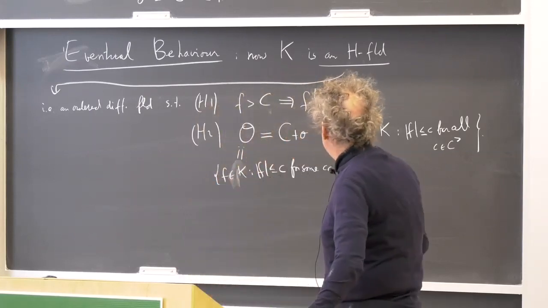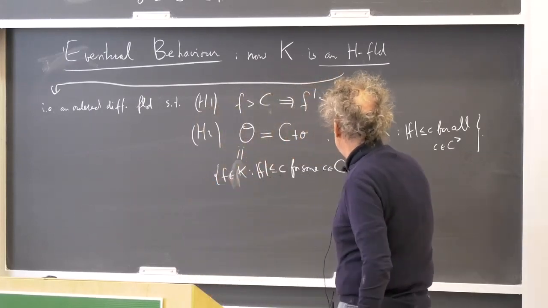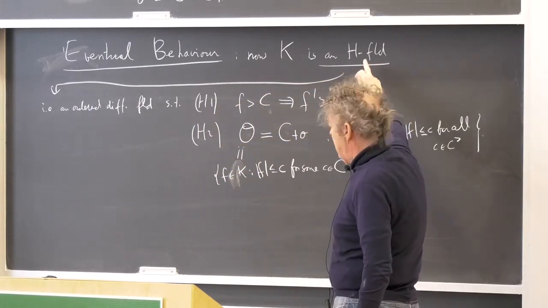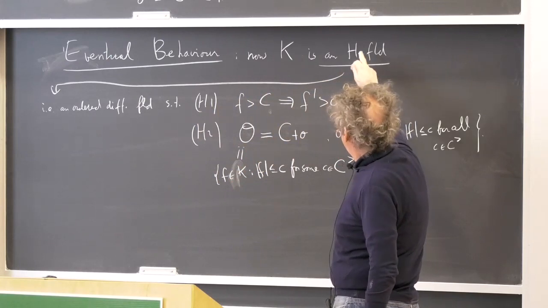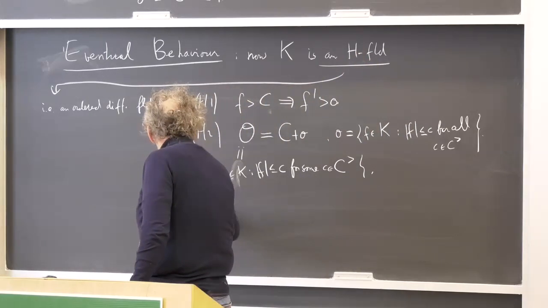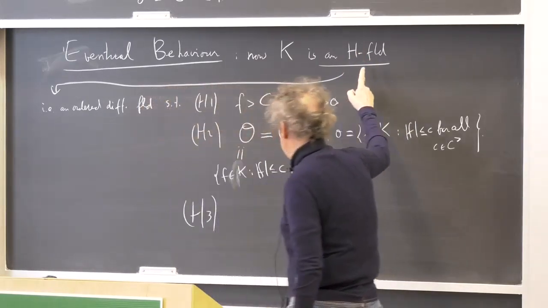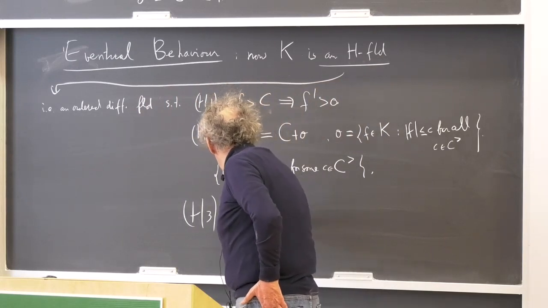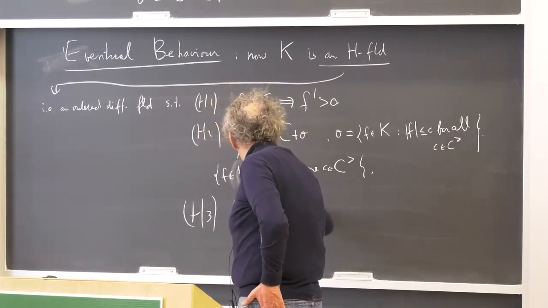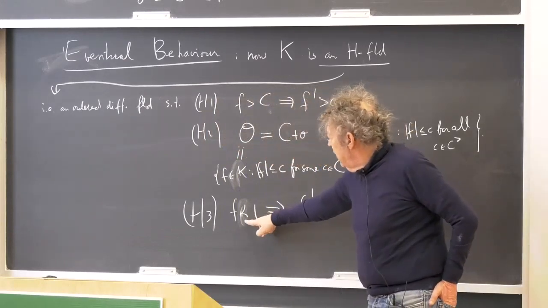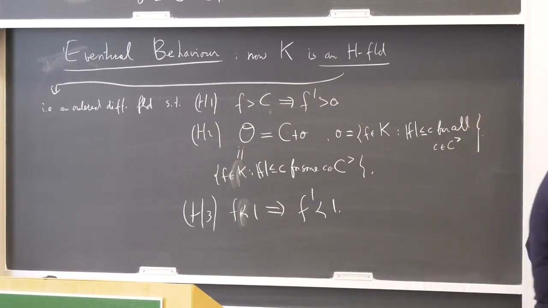Now K is an H field. This is the official definition of an H field, but just for convenience, I'm going to assume also that the derivation is small. Strictly dominated by 1 is the same as saying it's in little o.